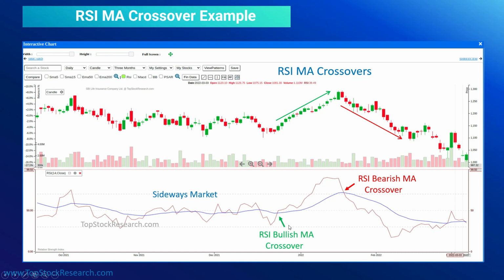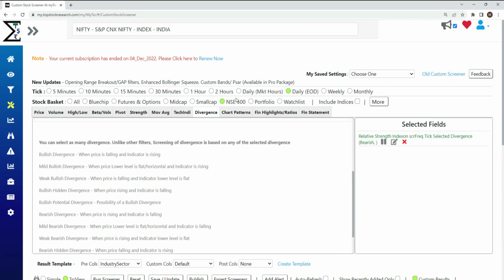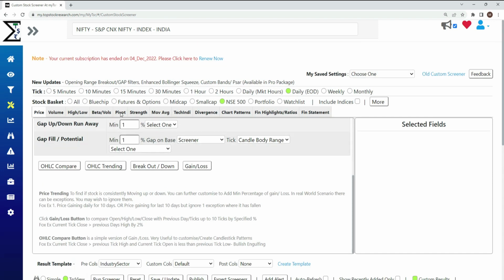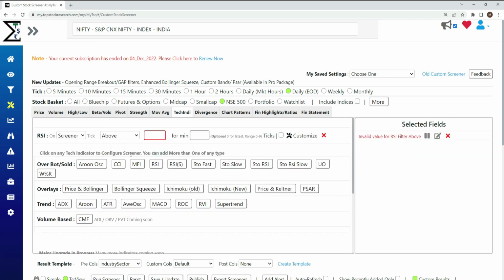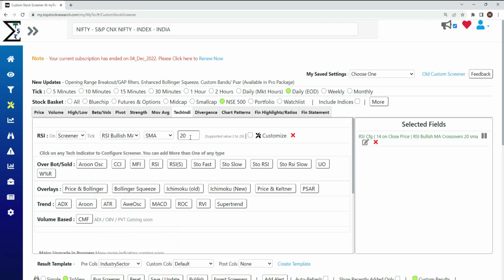Okay, maybe I'll take a quick example of that RSI moving average. Let's look at how to filter stocks where the RSI and its moving average have crossed. RSI bullish moving average crossover. I'm looking at 20 MA, right? Somebody mentioned 14, so let's use 14 and 14 in this.